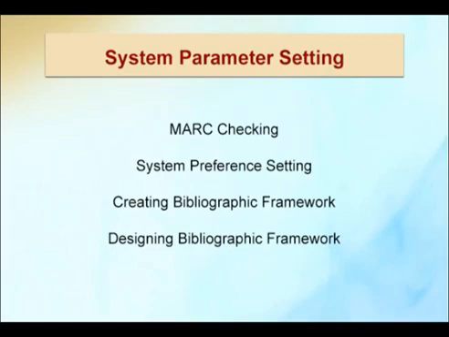041 tag. Now after this designing process is over, you need to come to the system parameter setting. You need to finally check whether MARC is giving OK or not, and system preferences setting, creating bibliographic framework and designing bibliographic framework. Now you have an idea how to create the bibliographic framework, how to design the bibliographic framework on the basis of selected MARC tags.